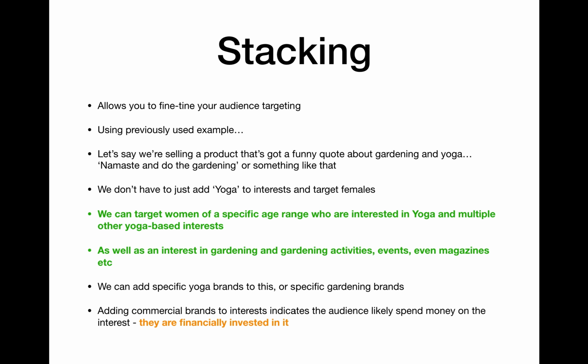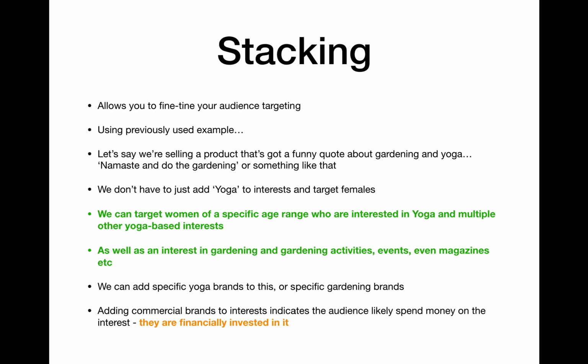So instead of just targeting all women who are interested in yoga, we can target women of a specific age range who are interested in yoga, not just yoga in general, but also very fine-tuned, yoga-based interests that only true yogis would be interested in, as well as an interest in gardening. So really, we're stacking yoga interests with gardening interests to fine-tune our audience so that they're basically just people who are interested in yoga and gardening, not just yoga. So I hope that makes sense.